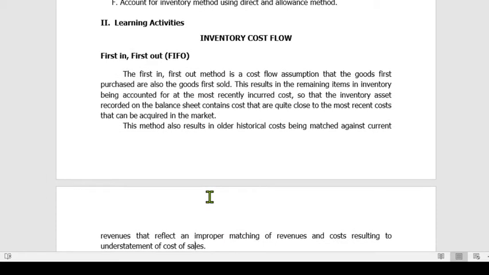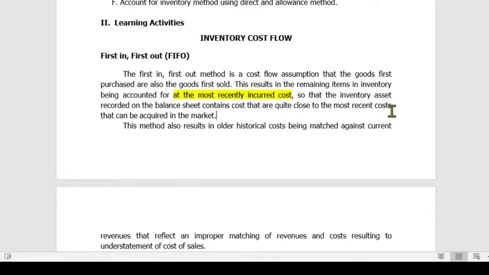One of the inventory cost flow is the first in, first out method, na more or less the methods na i-discuss natin on this module ay nadaanan mo na when you are in your cost accounting subject. Under the concept of the first in, first out method, it is a cost flow assumption that the goods first purchased are also the goods first sold. This results in the remaining items in inventory being accounted for at the most recently incurred costs.